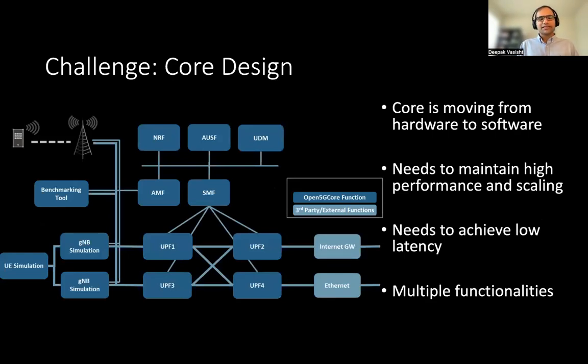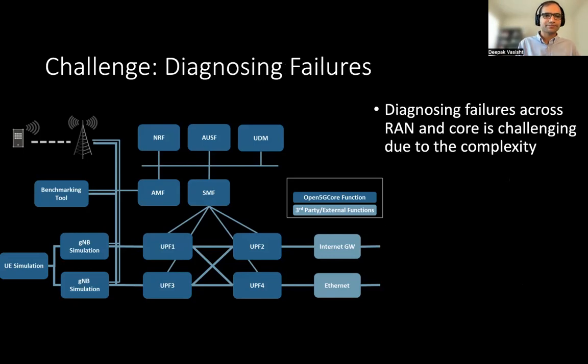Okay, so the second part of the 5G network is the core design. Again, don't pay too much attention to the thing on the left. It just shows how complex the core is. You don't have to understand all of the acronyms. But as I said, in 5G, the core is moving from hardware to software. It needs to maintain its high performance and scale to many devices and high bandwidth while maintaining low latency. And it has to support multiple functionalities. So clearly, this is a challenging piece of software design, and there is scope for many software optimizations.